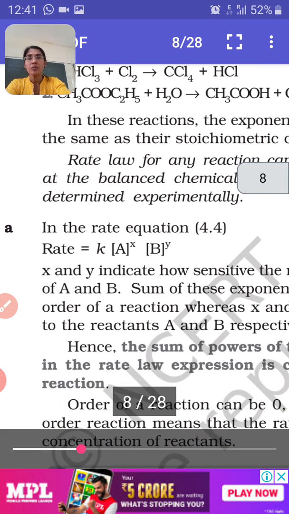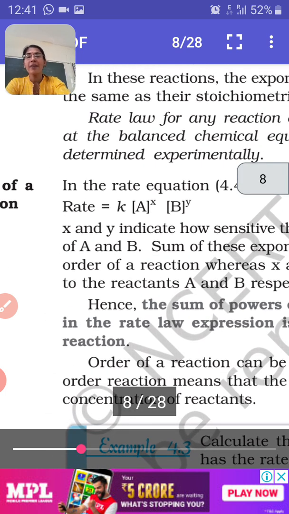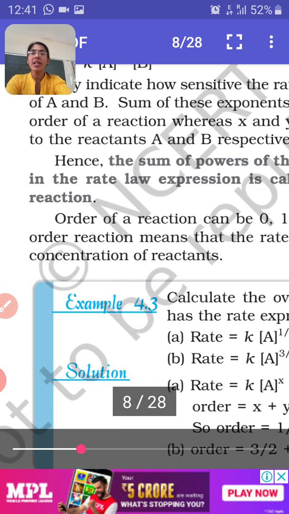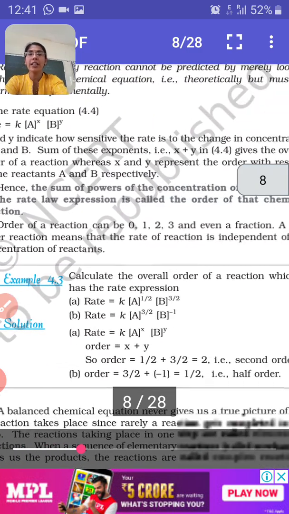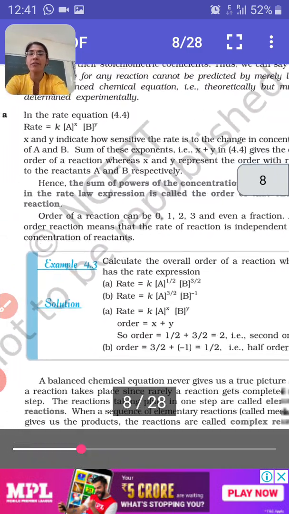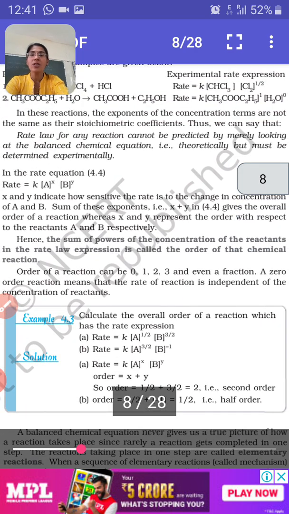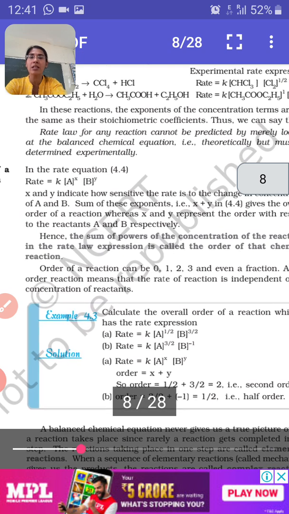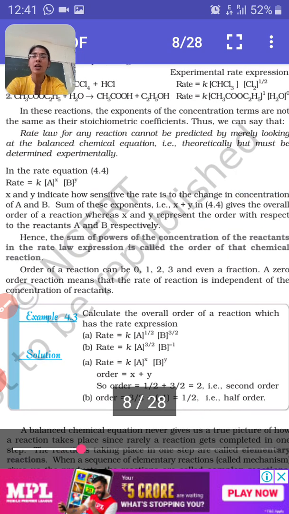So now children, now we have in front of us the rate law. Rate is equals to rate constant into reactant concentrations raised to some powers x and y. Here we are in a state to define the overall order of reaction. Overall order of reaction may be defined as the sum of the powers of concentration of the reactants in the rate law expression, and is called the order of overall reaction.